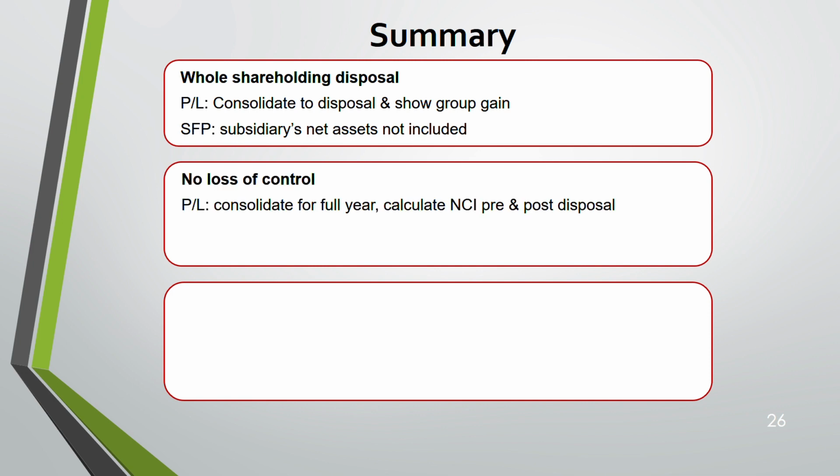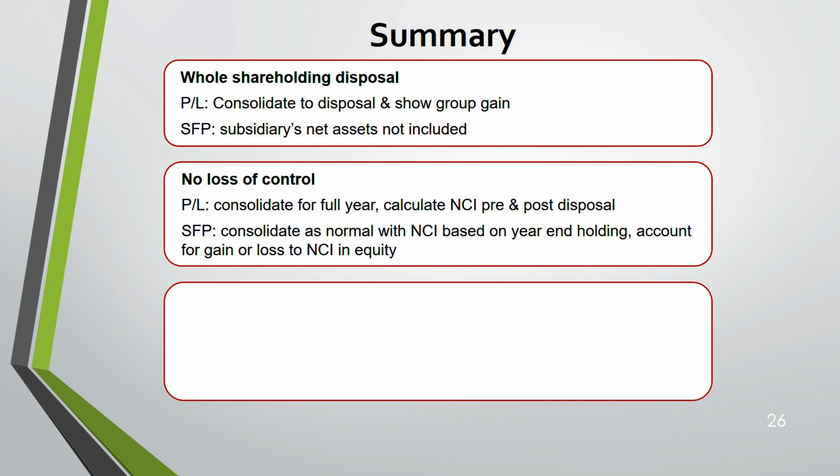Next, no loss of control. You consolidate for the full year because you're not losing control. And you calculate NCI pre and post disposal in profit and loss. In your statement of financial position, SFP stands for statement of financial position. PL is profit and loss, by the way. This is my short form that I've used. Consolidate in your SFP as normal with NCI based on year-end holding. Account for gain or loss to NCI in equity. We have done lots of questions on that.